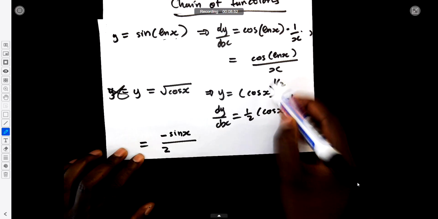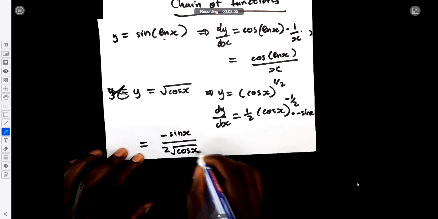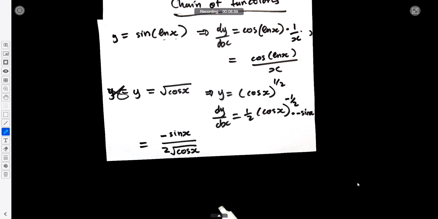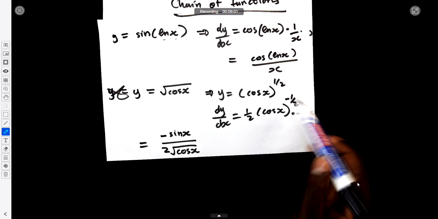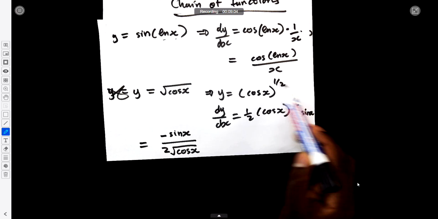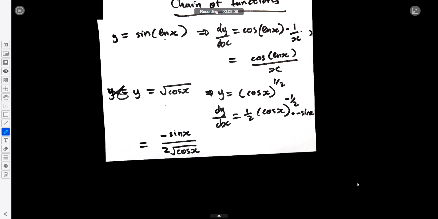And we said half is what? It was root cosine x. So we just took this to the denominator, it meets with factor 2. The exponent changes, it becomes positive half. Change it back to root form, it's root cos x. Okay, I hope that is clear.